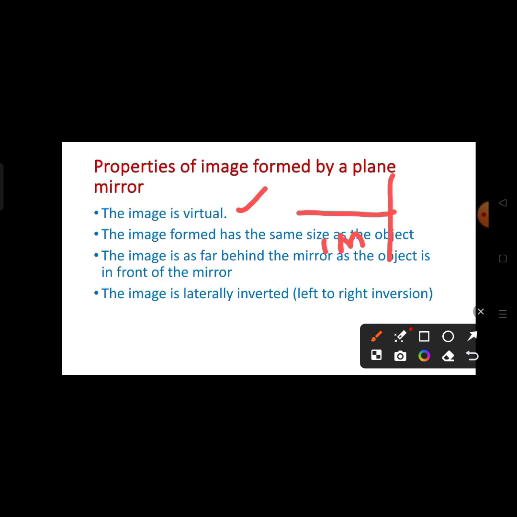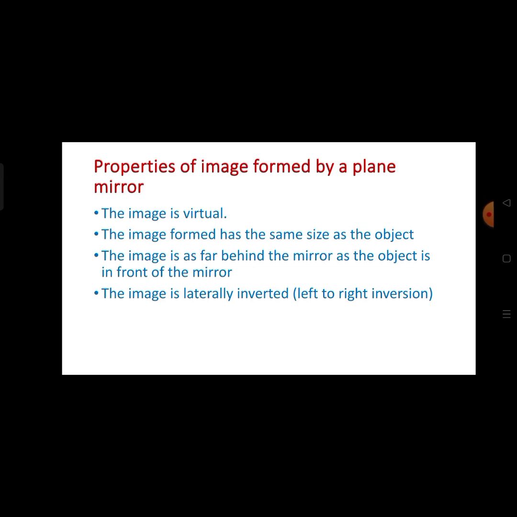Last one, the image is laterally inverted. That means if you raise your right hand, it will appear as left. And if it is left hand, it appears as right. Side interchange. That is called lateral inversion. These are the properties of image formed by a plane mirror. So these are the first few topics in this chapter. Then in the next part I will include the spherical mirrors. We are going to start the spherical mirrors topic in the next videos.